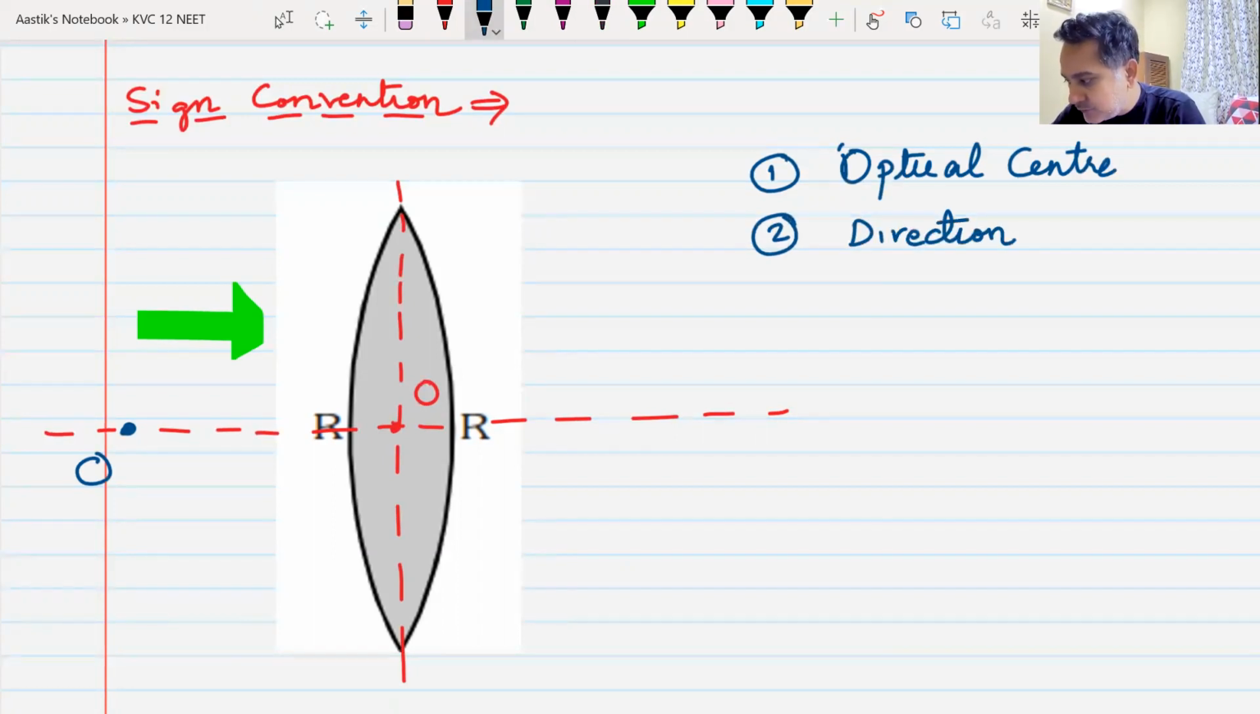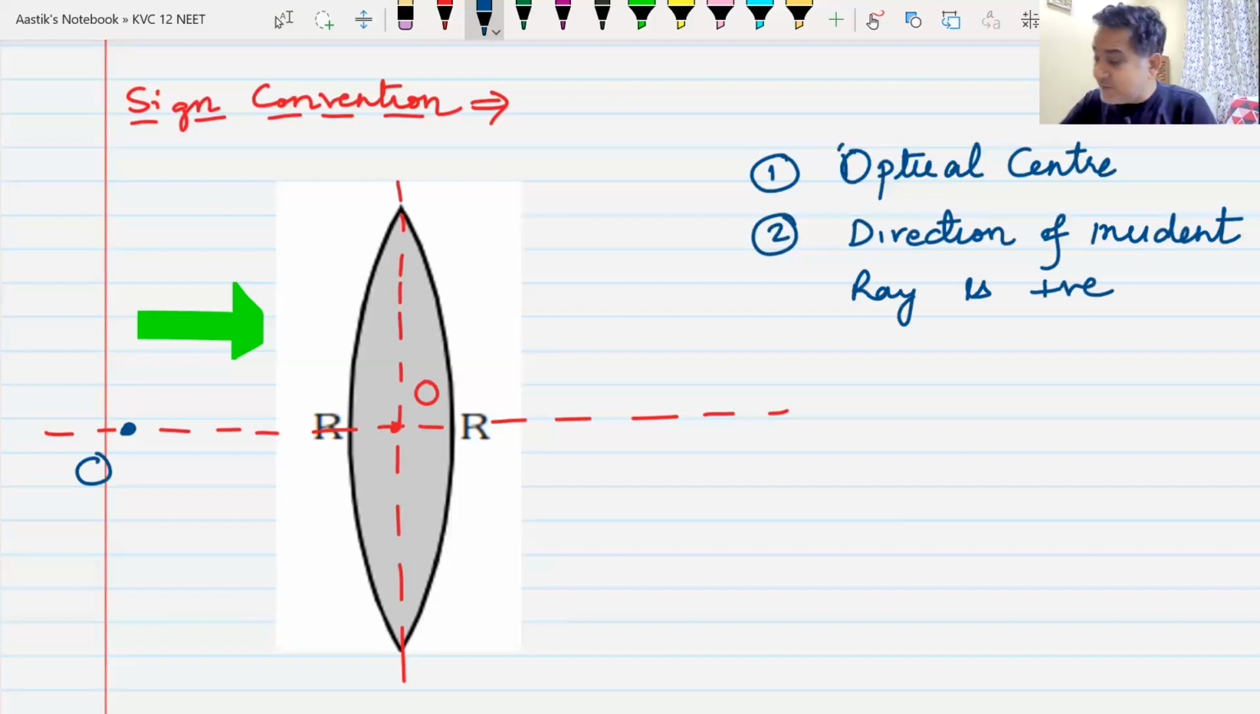Direction of which ray? Incident ray. The direction of the incident ray is positive. So, if the object is placed on the left-hand side, everything on the right of the optical center will be positive, and everything on the left of the optical center will be negative. Yes or no? Yes, sir.